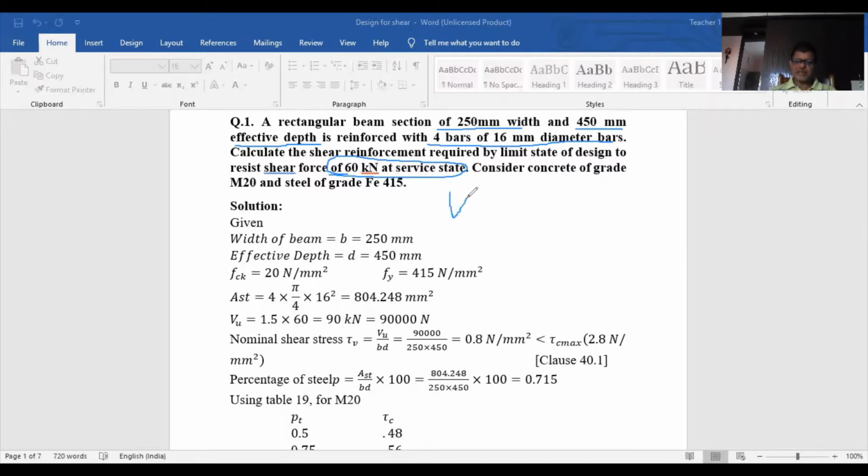The Vu is your ultimate shear. So this is equal to 1.5 times, that is the partial factor of safety for the load, 1.5 times this service state load. If it is given at limit state or ultimate shear, or it is given as the design shear, then you don't multiply by 1.5. If it is given as service state or simple shear force, then you have to multiply by 1.5 to find out the ultimate shear. Consider concrete grade M20 and grade of steel Fe415.